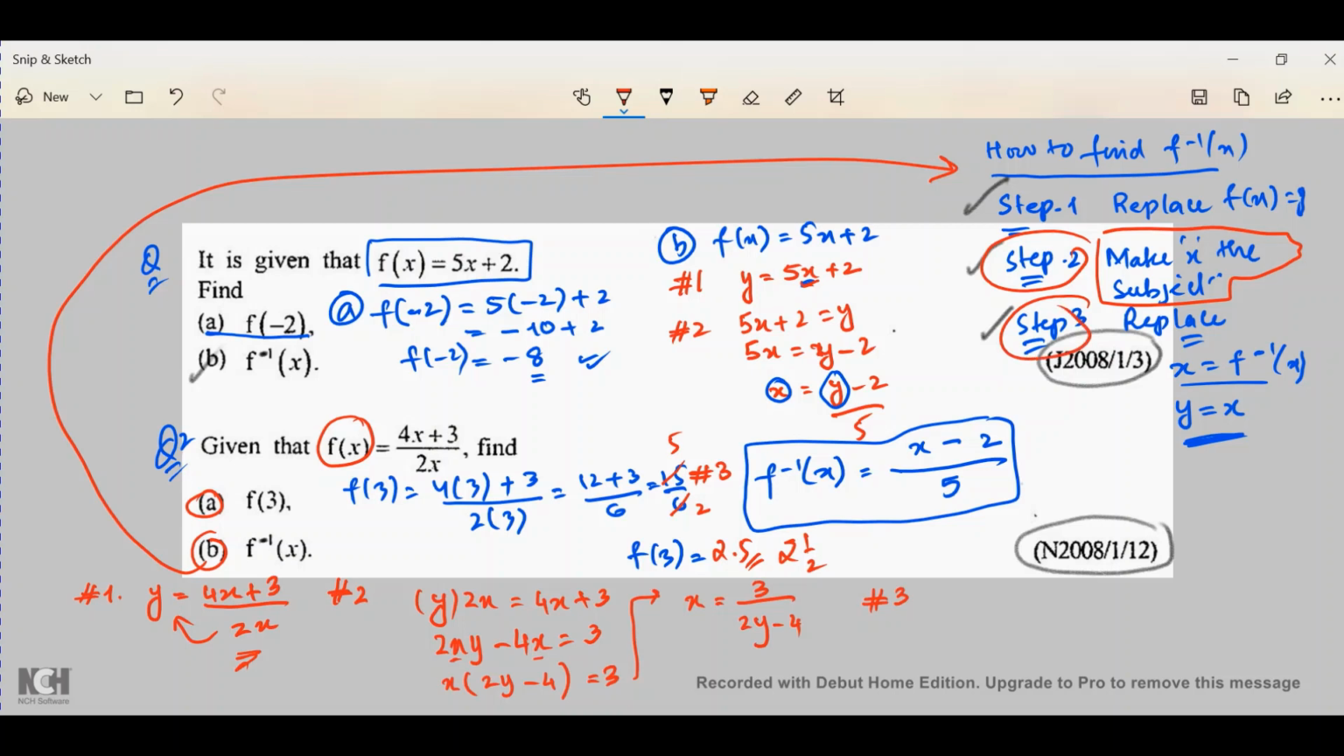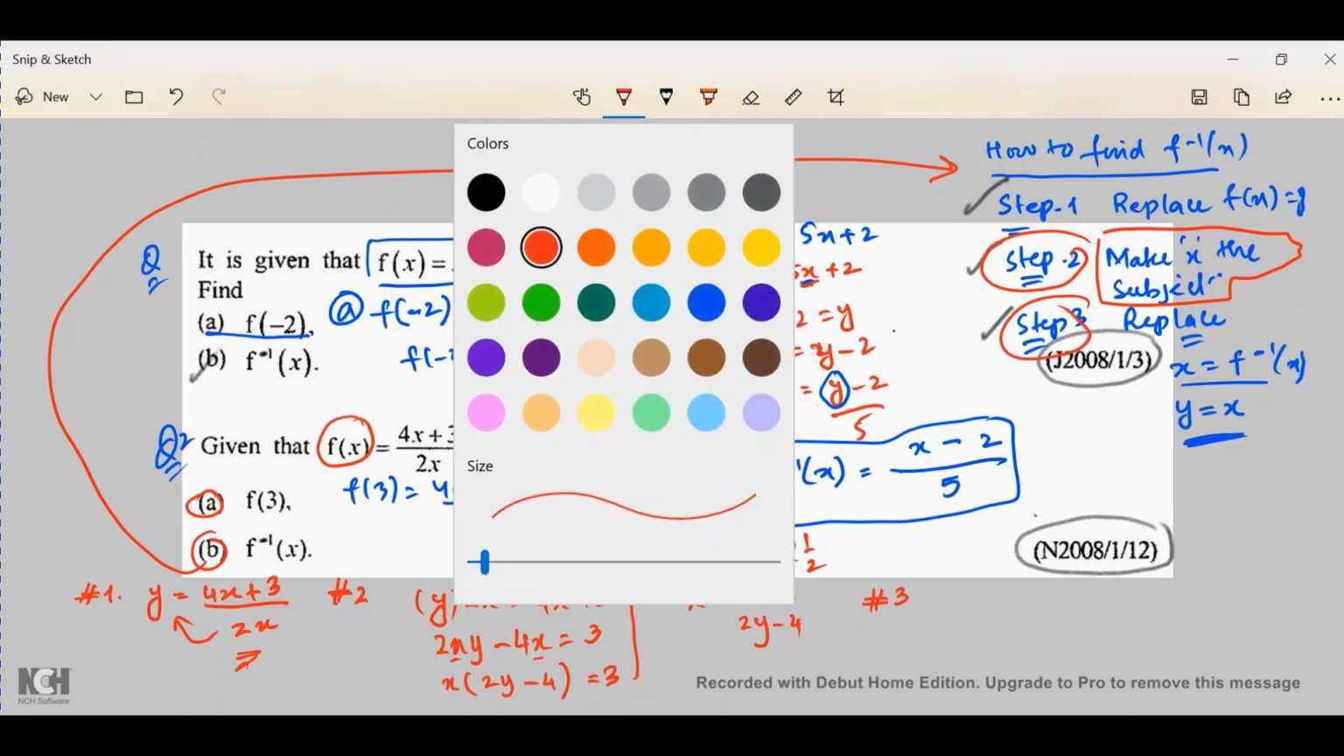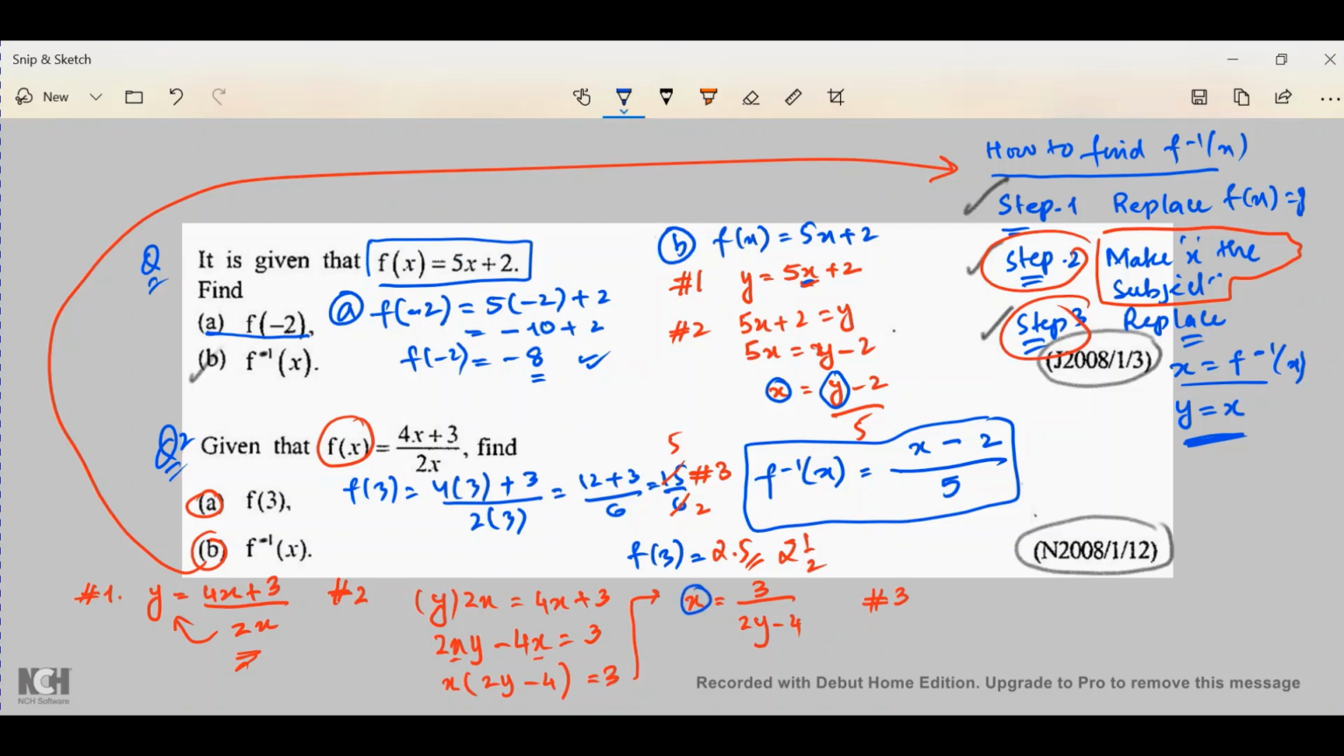Step number 3 is replacing. This x will become f inverse x, and this y will become x, and that's your final answer. And we have done it. These are two questions from the past papers. Moving to the second example, with more questions.